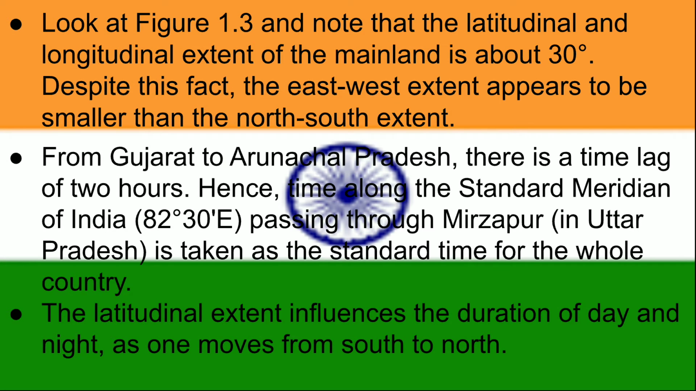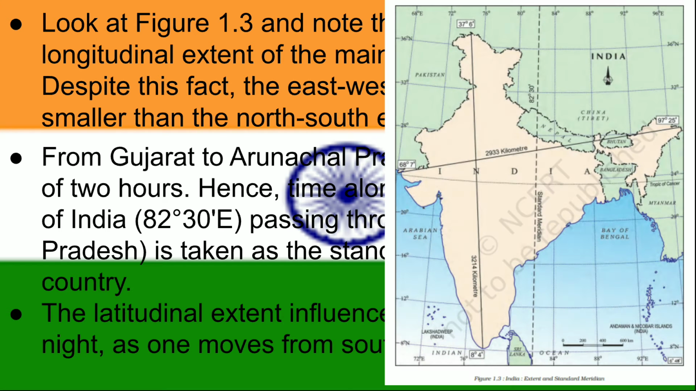From Gujarat to Arunachal Pradesh, there is a time lag of 2 hours. Hence, time along the standard meridian of India, which is 82 degree 30 east, passing through Mirzapur in Uttar Pradesh, is taken as the standard time for the whole country. The latitudinal extent influences the duration of day and night as one moves from south to north. In this figure 1.3, we can clearly see the first point.